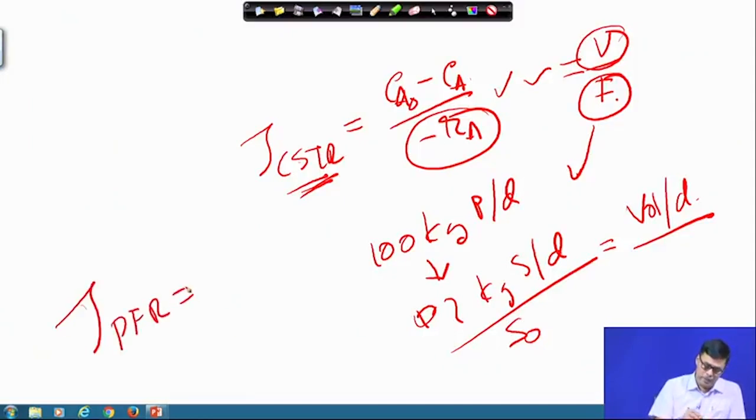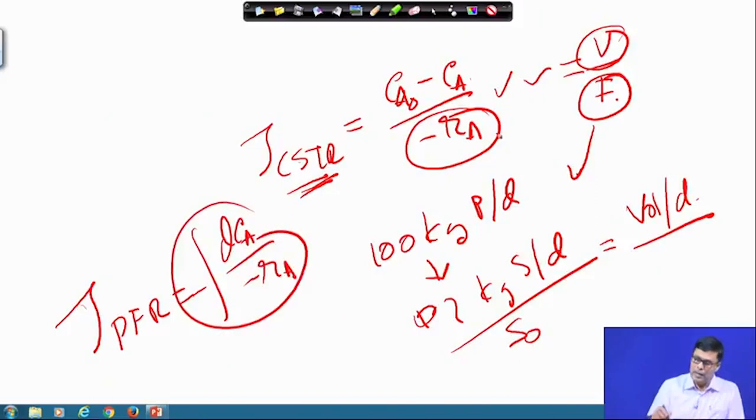The same thing is applicable for the plug flow reactor. Tau plug flow reactor is what? This is the same as the batch process, integral of dCA by minus RA. So, if you know this, the same correlation holds good, you find out the F in the same way, you can find out the volume of the reactor.